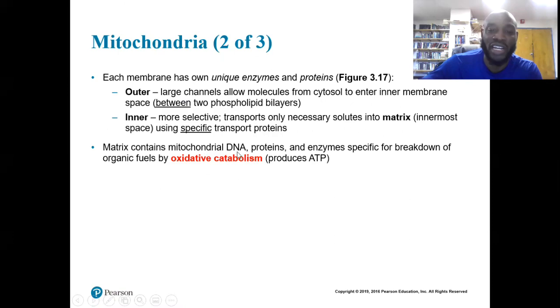This matrix contains mitochondrial DNA, which codes for proteins, and enzymes specific for breakdown of organic fuels by a process called oxidative catabolism. This is how we produce ATP. Notice oxidative needs oxygen, oxidative catabolism. Remember, anabolic, build up, catabolic, break down. So breaking down of the nutrients that we've eaten to produce ATP, specifically glucose to produce ATP.